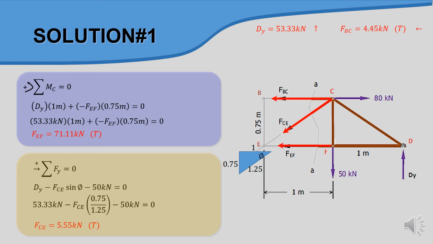In this case, we have many forces, so it takes quite a long time to solve this problem. By using the y-axis, it is a very short time. So if we compare the method of joint and the method of section, in this case where there are many members, using the method of section is very easy compared to the method of joint.